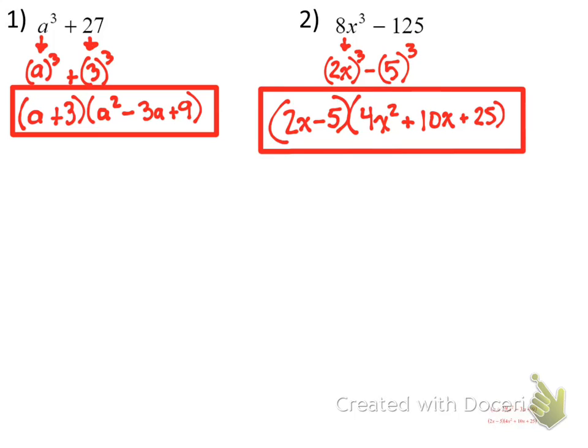Yes, questions? How did I get 4x squared? What's a squared? A squared, right? A is 2x. What's 2x squared? 2x times 2x is 4x squared. Make sense? All right. Any other questions?